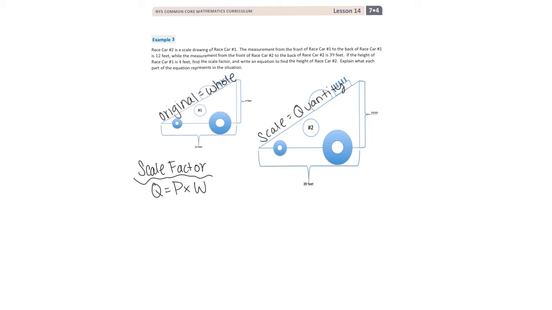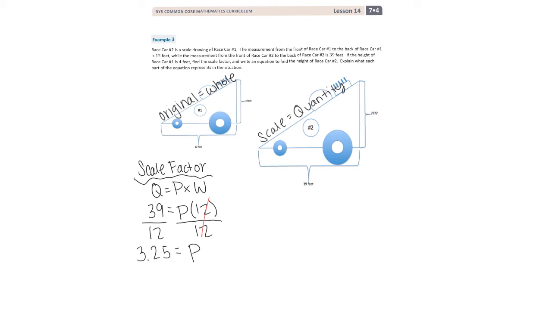So looking here, let's look at our race car. We have 12 feet for the original and 39 feet for the quantity. So we're going to set this up as 39 equals P, our percent, times our whole, which is 12 feet. Now to get P by itself, we're going to divide both sides by 12. We know that 12 divided by 12 is going to give us 1, so we're left with P. And go ahead in your calculator, calculate 39 divided by 12. Okay, great. So you should have got 3.25.